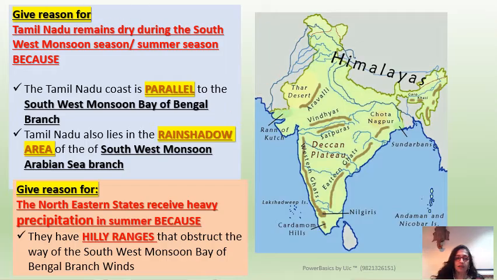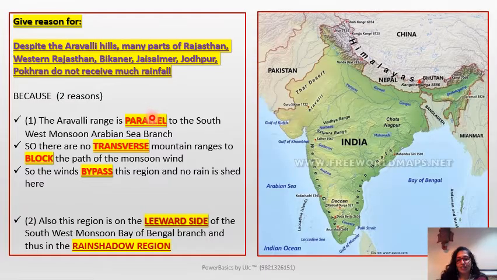Okay, fine. So we are back to the Aravalis. A very easy question is going to come, so know it. Despite the Aravali hills, many parts of Rajasthan, western Rajasthan, Bikaner, Jaisalmer, Jodhpur, Pokhran, do not receive much rainfall. Why? Two reasons. First one, the Aravalli range is parallel to the southwest monsoon Arabian Sea branch. So there are no transverse mountain ranges to block the path of the monsoon winds. So the winds bypass this region, they just bypass it and no rain is shed.